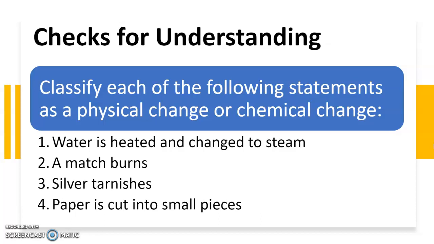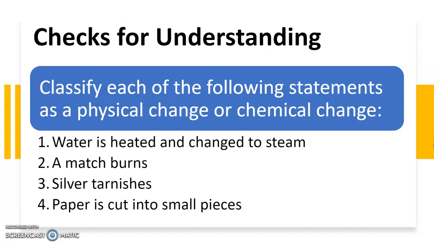And then last, but certainly not least, number 4, paper being cut into smaller pieces. That's going to be a physical change, okay? You're not changing anything about the paper. The paper is still paper. The chemical composition of the paper is the same. You're just putting it into smaller pieces. It's the same idea as the aluminum can that we saw in the earlier slide that was just smushed down.